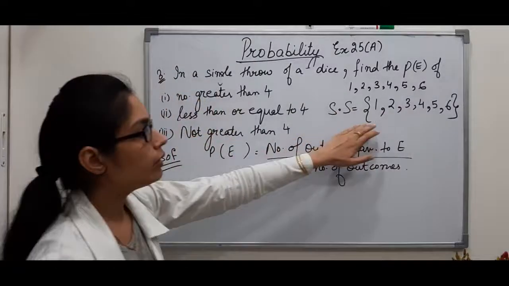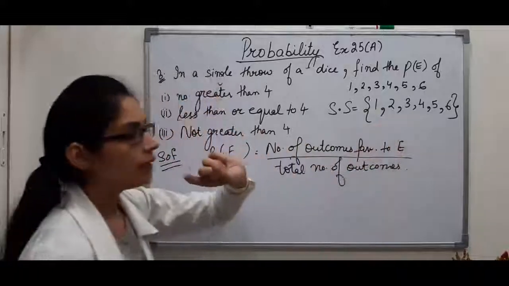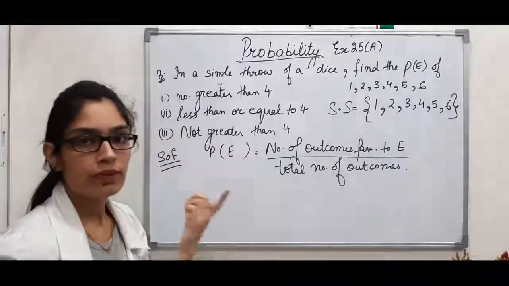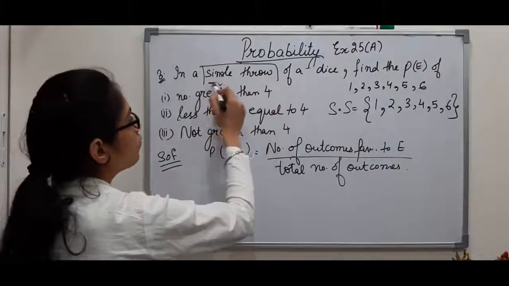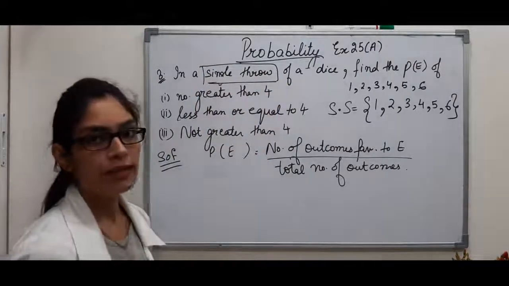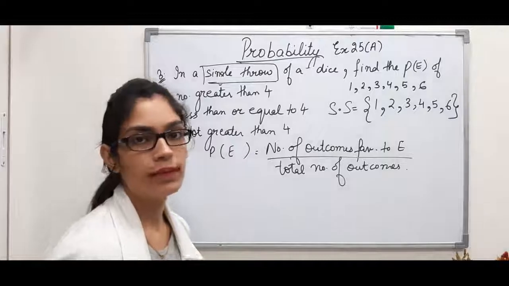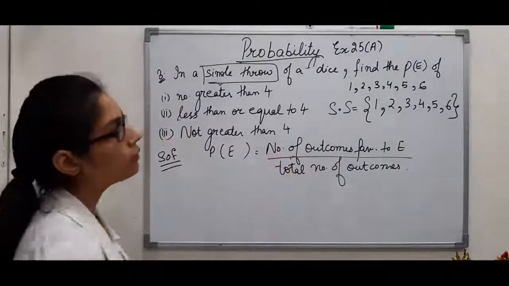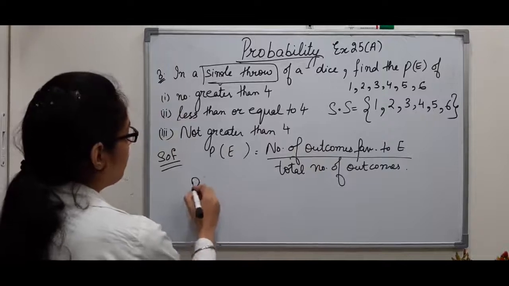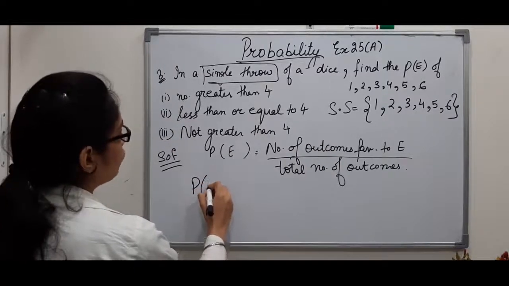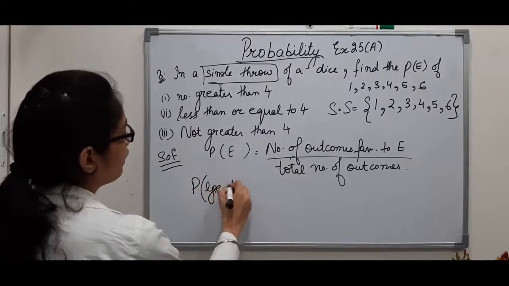So why have I written this in this way? Because in a dice, all the numbers are present only one time, and moreover they have mentioned a single throw of dice, which means the dice is thrown only once. That's why I have written this. Now you have to find the probability of a number greater than 4. Greater than 4.